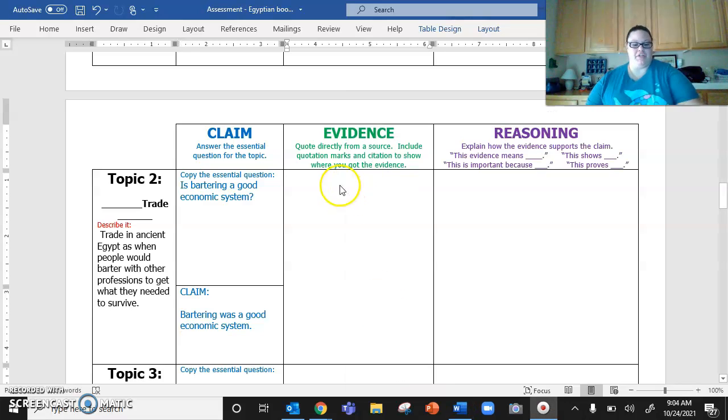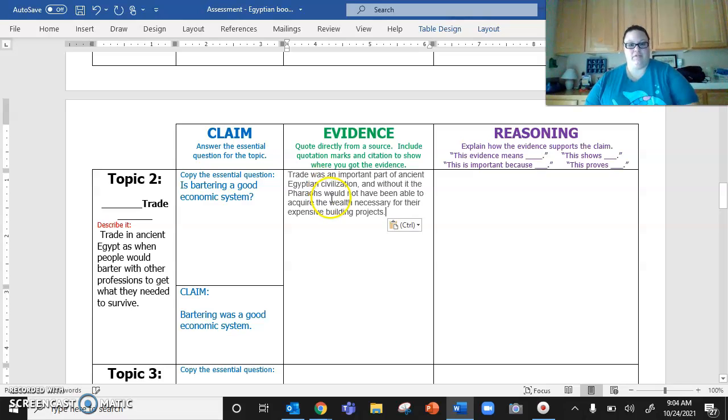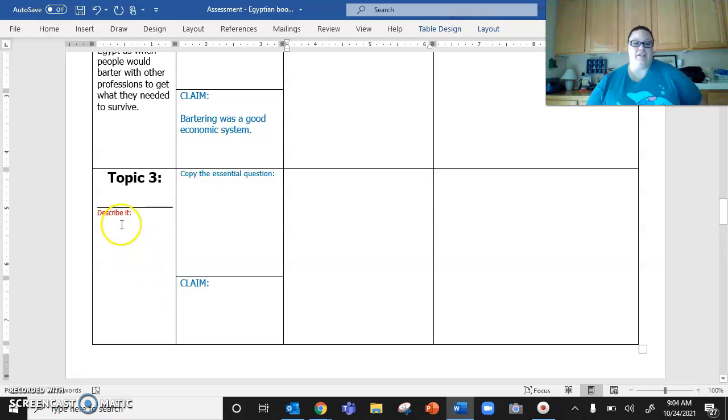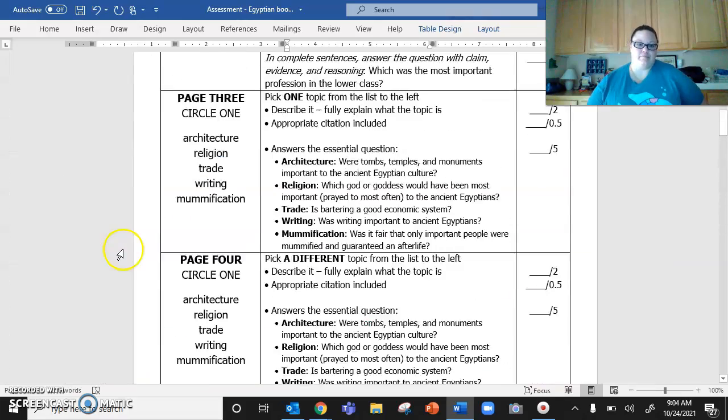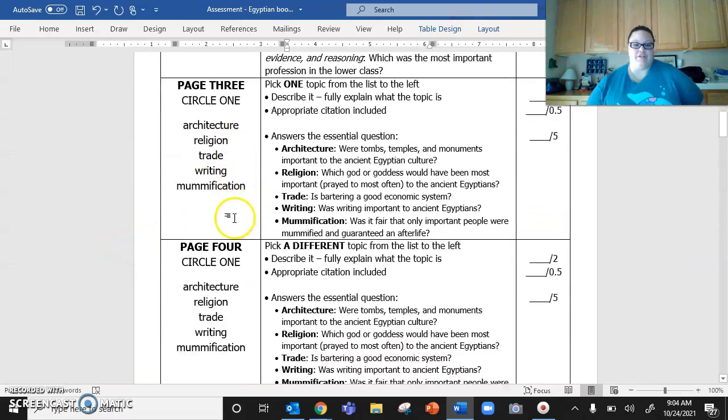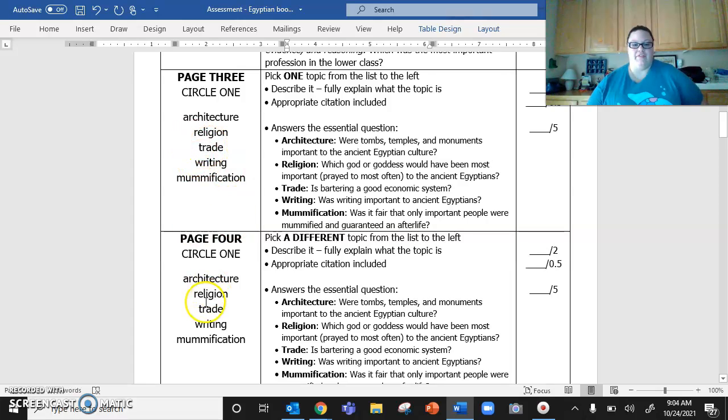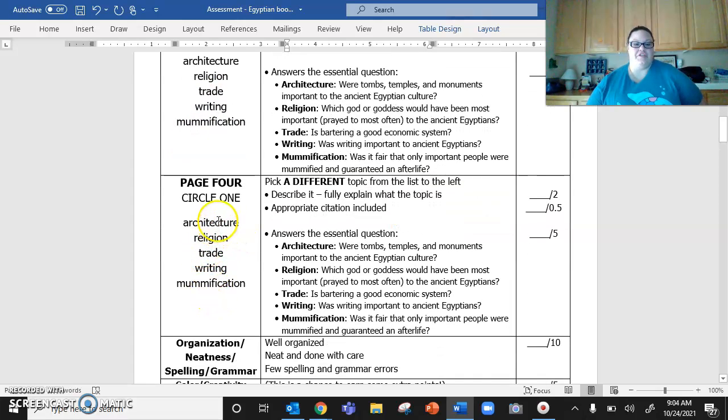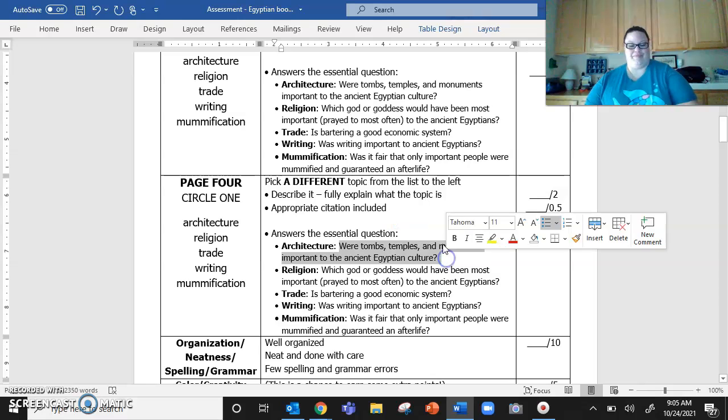Remember, I'm going to include my quotation marks and my citation, and then I'm going to include my reasoning. I'm going to explain how this evidence supports my claim. And then I go down to my last topic. So if I did trade here, then I cannot do trade here. I get to choose either agriculture, religion, writing, or mummification. I'm going to choose agriculture, or architecture, not agriculture. I'm going to choose architecture.